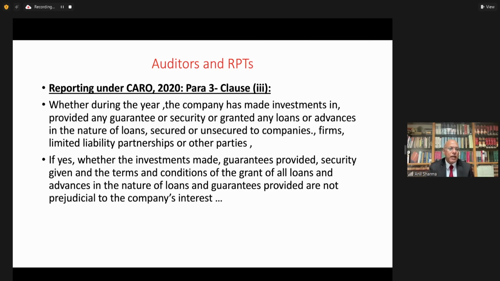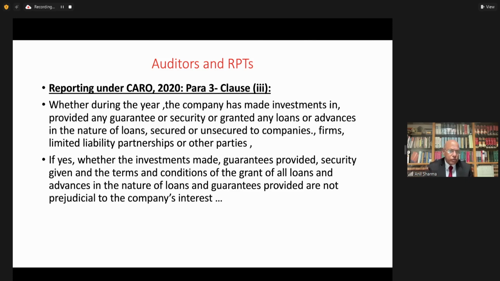It makes a very important reason why that is required. Why does the company have to give when it is raising funds from others? And it makes more sense to examine, if it is given, whether the terms and conditions on which such investment has been made, guarantee has been provided, loans have been given, or advances in the nature of loan have been given, are prejudicial to the interest of the company or not.